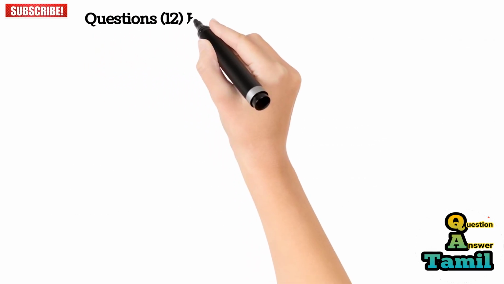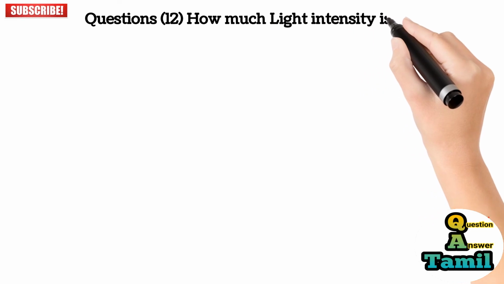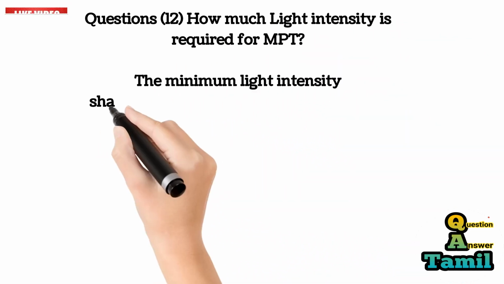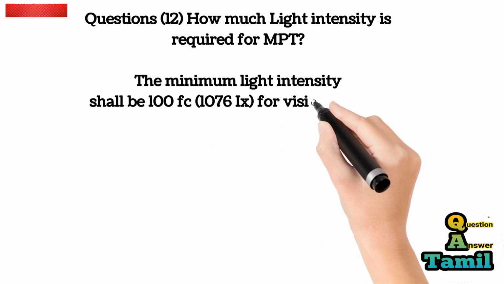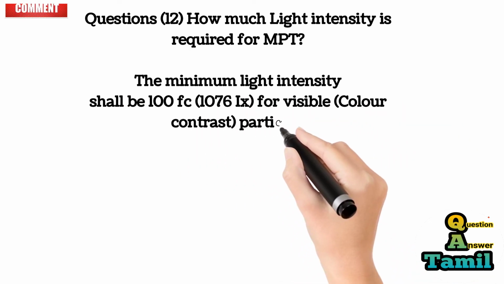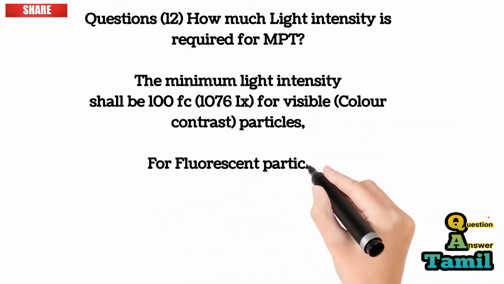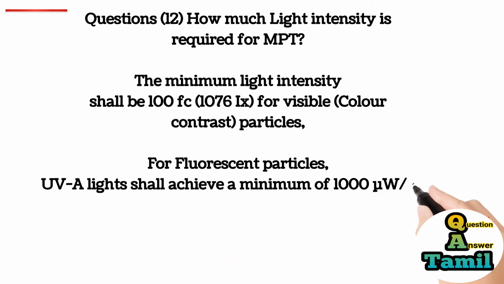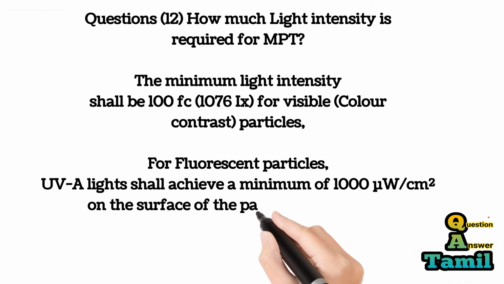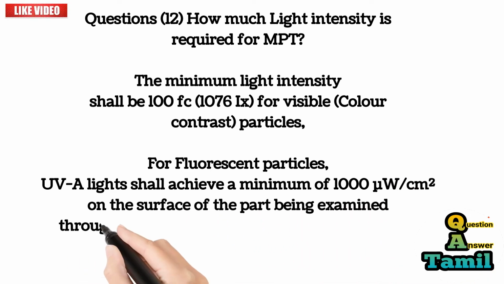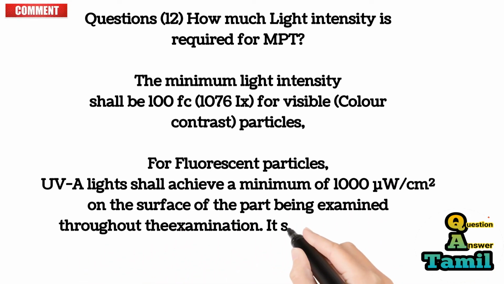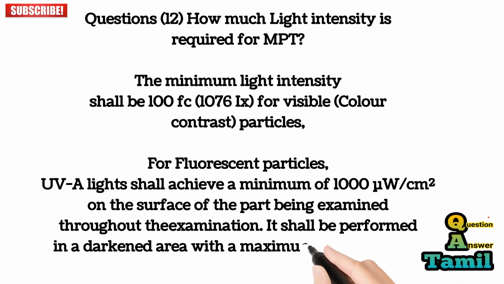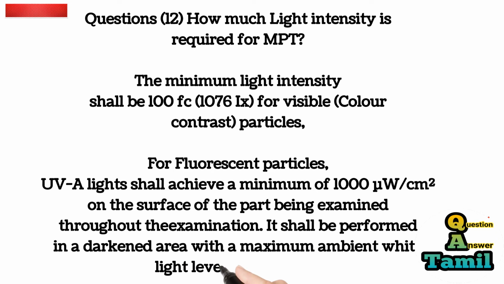Question 12. How much light intensity is required for MPT? The minimum light intensity shall be 100 fc (1076 lux) for visible color contrast particles. For fluorescent particles, UV lights shall achieve a minimum of 1000 microwatt per square centimeter on the surface of the part being examined throughout the examination. It shall be performed in a darkened area with a maximum ambient white light level of 2 fc (21.5 lux).